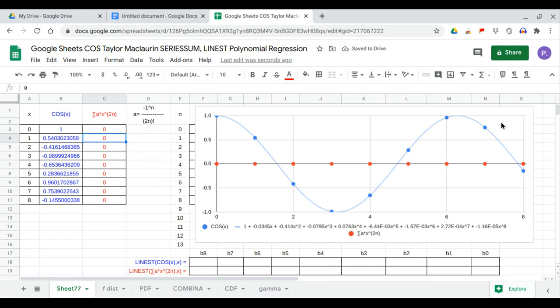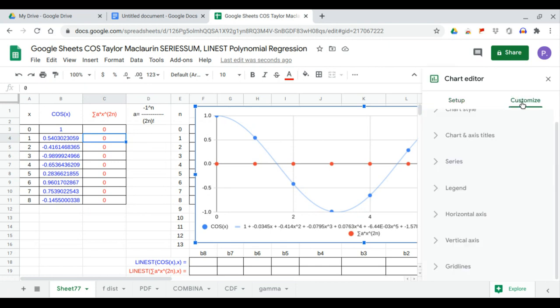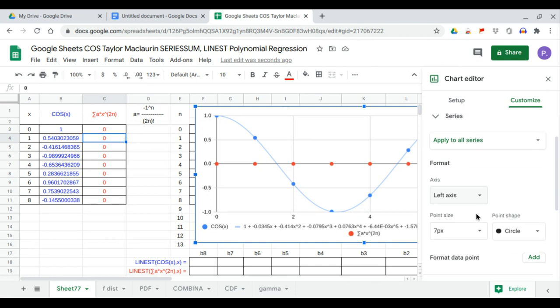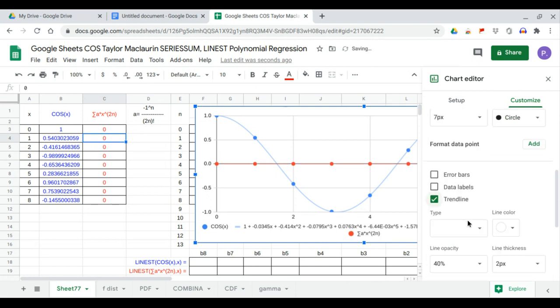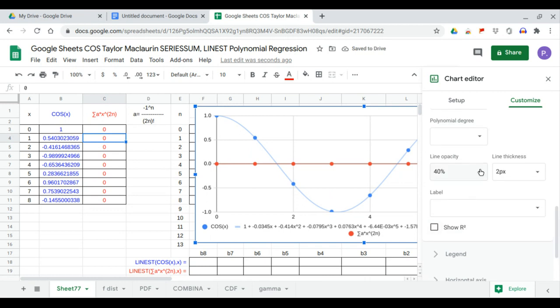And we will show the trendline equation. Same polynomial raised to the power 8. Trendline polynomial to the degree 8. I'll show this as equation.